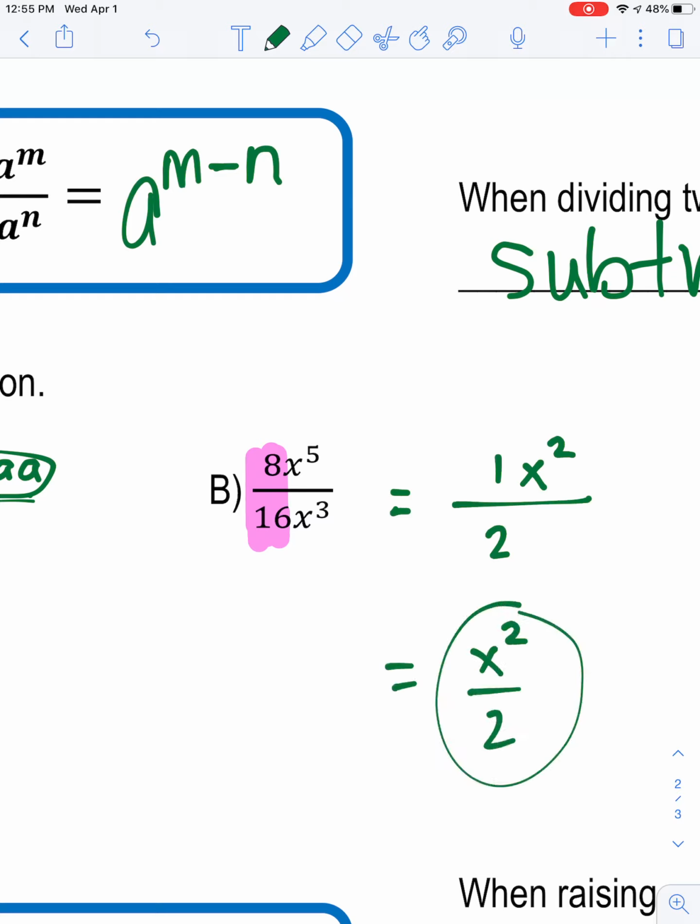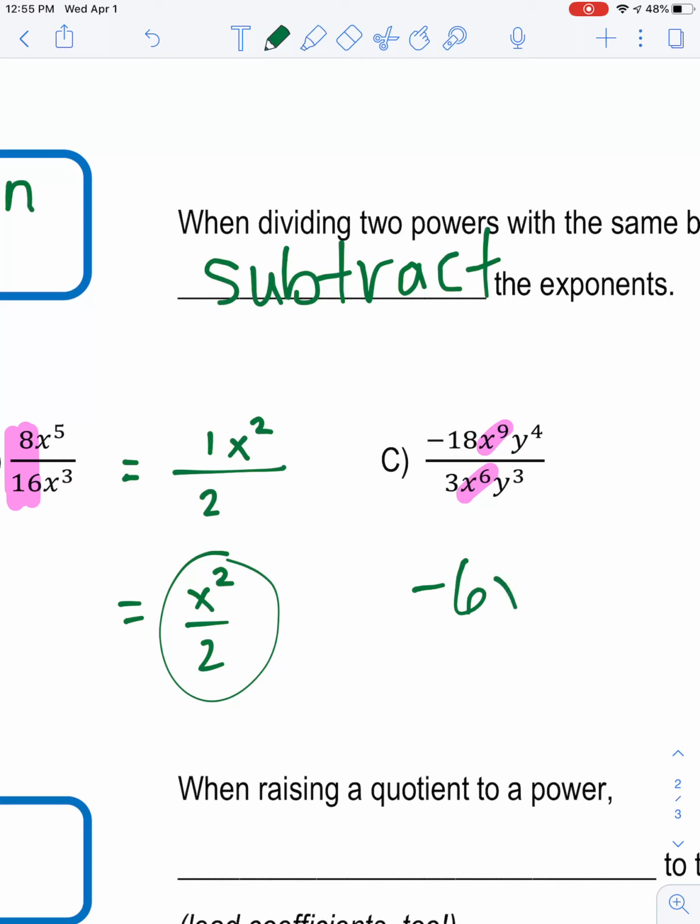All right, here if I divide a negative 18 and a 3, I get a negative 6. If I divide x to the 9 by x to the 6, I get x to the 3rd because I'm subtracting those exponents. And finally with the y's, when I divide y to the 4th by y to the 3rd, I get y to the 1. 4 minus 3 is 1. And you don't need to put that 1 there. You can just leave it like this. Negative 6 x to the 3rd times y.